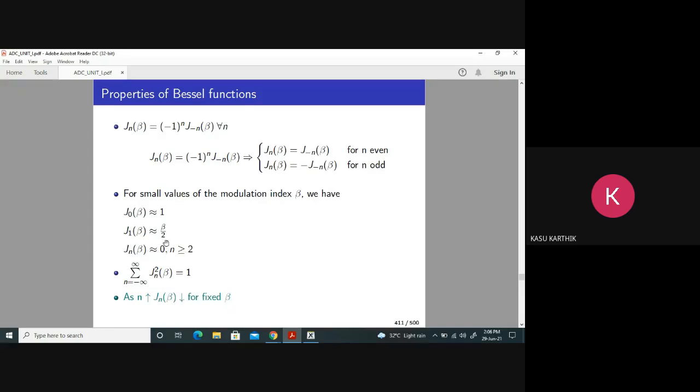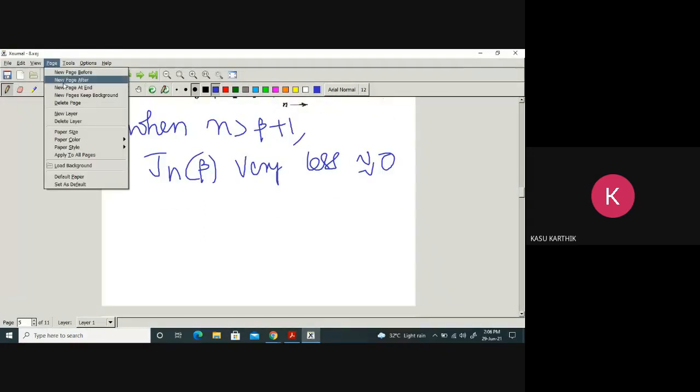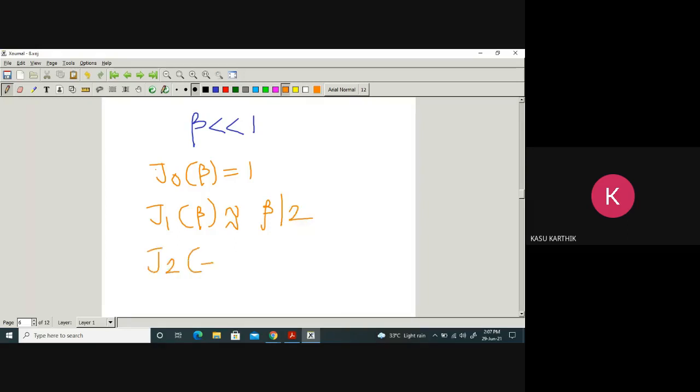From this property, what will happen if β is very small? Can anybody tell me? Who will tell me the answer? When β is very small, what is J0(β)? Equal to 1. What is J1(β)? Approximately equal to β/2. What is J2(β)? That is equal to 0. J3(β), all are zeros.